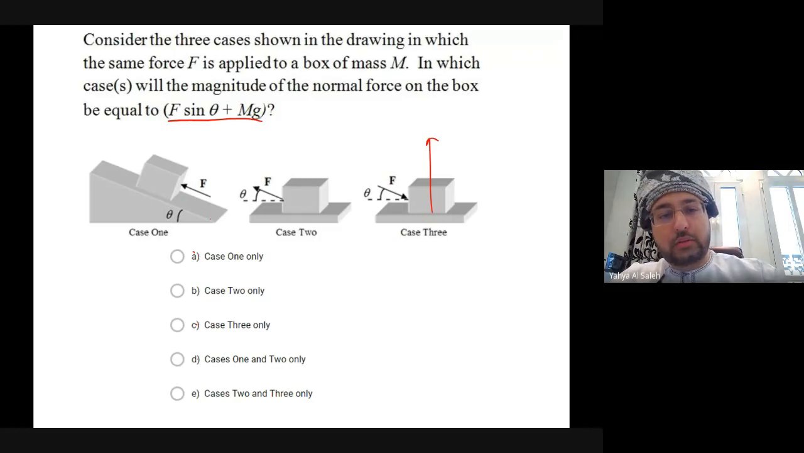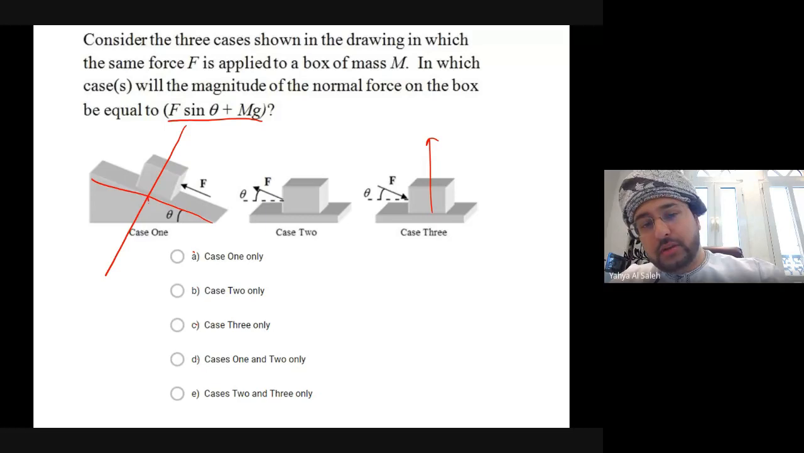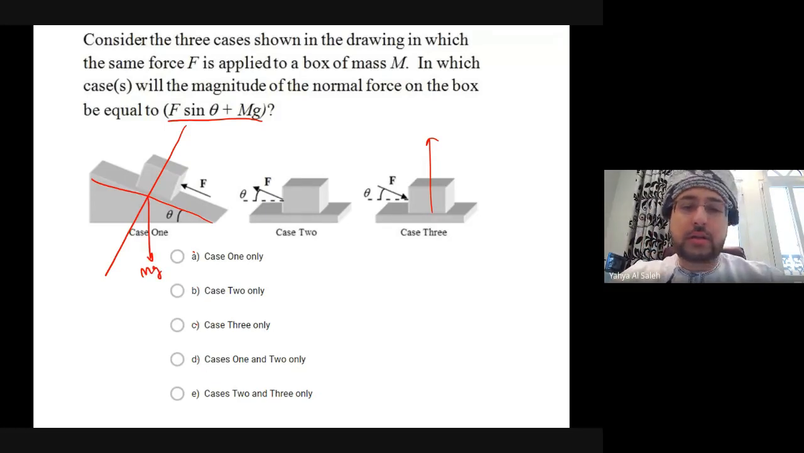Here, in case 1, our mg is going to be down like this, right? So there's an angle on it. So it is impossible for us to only have mg. We will have mg with sine, with cosine, with some angle component. So we know that case 1, this is not possible. Anything with case 1 in it cannot be possible. We are left with B, C, and E: case 2, case 3, and cases 2 and 3.